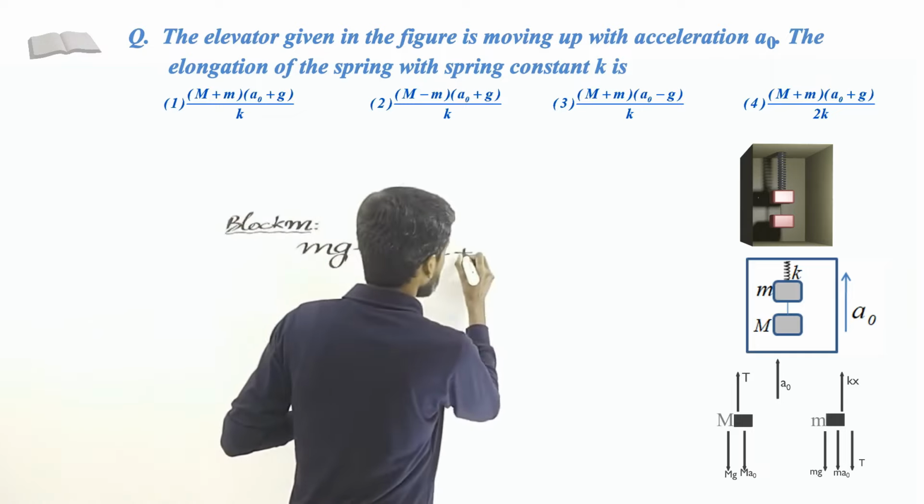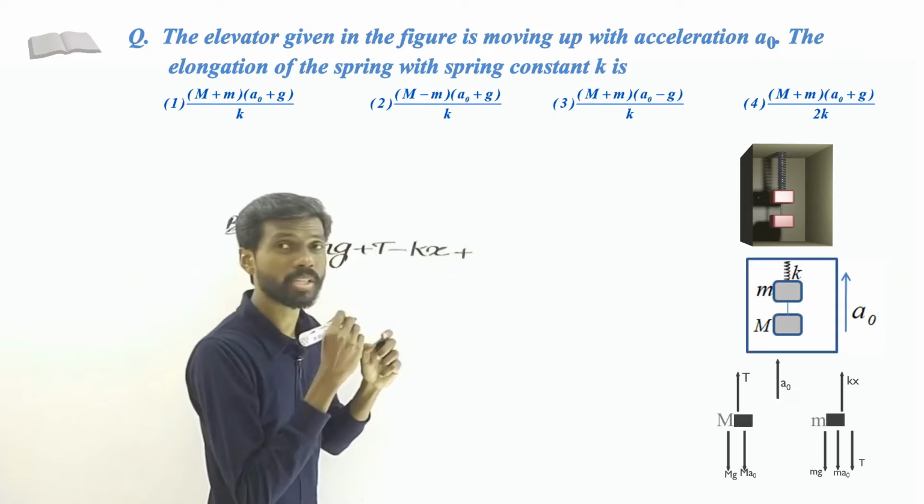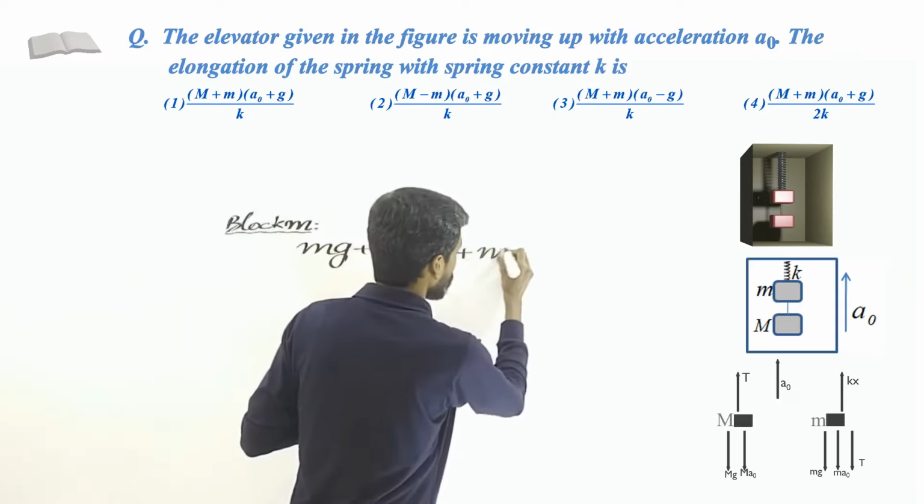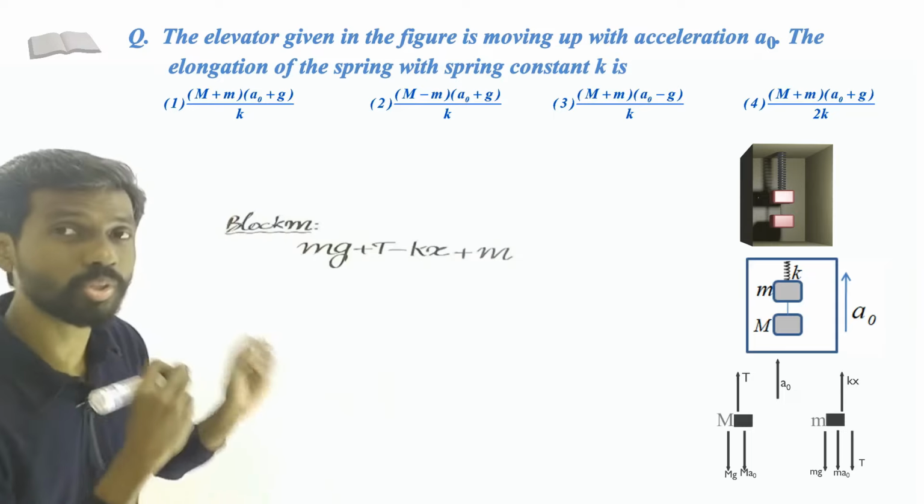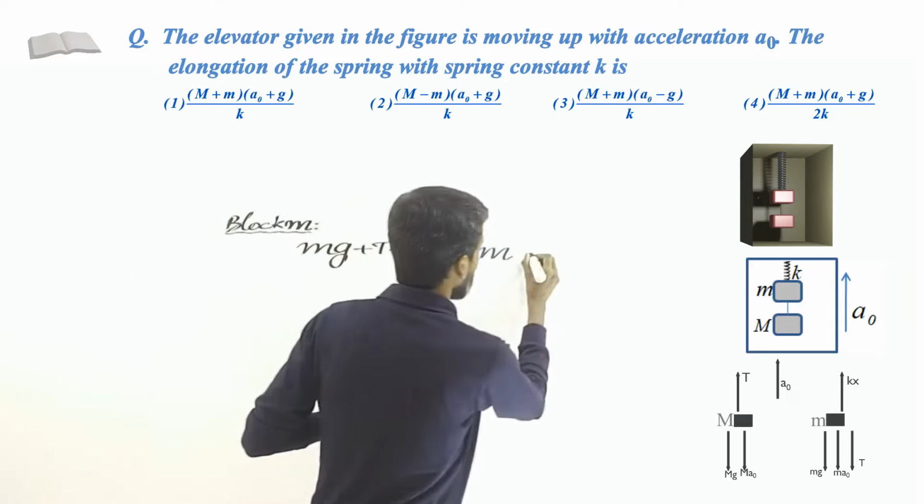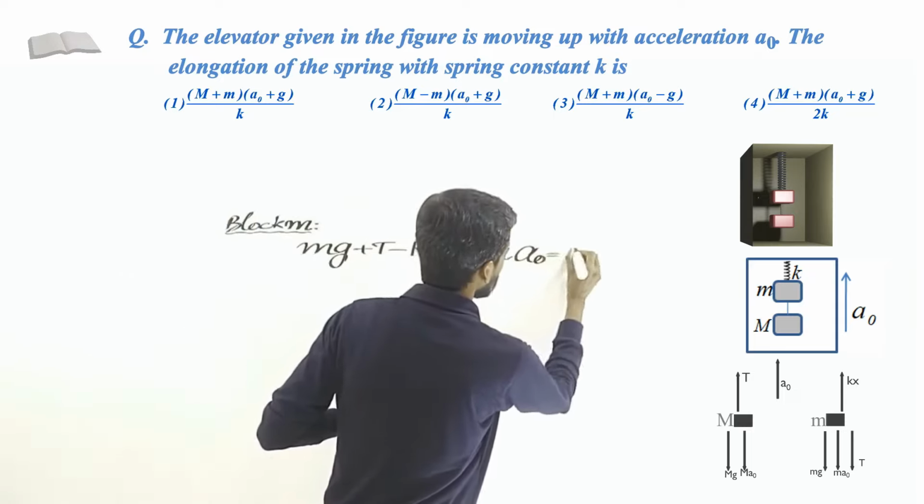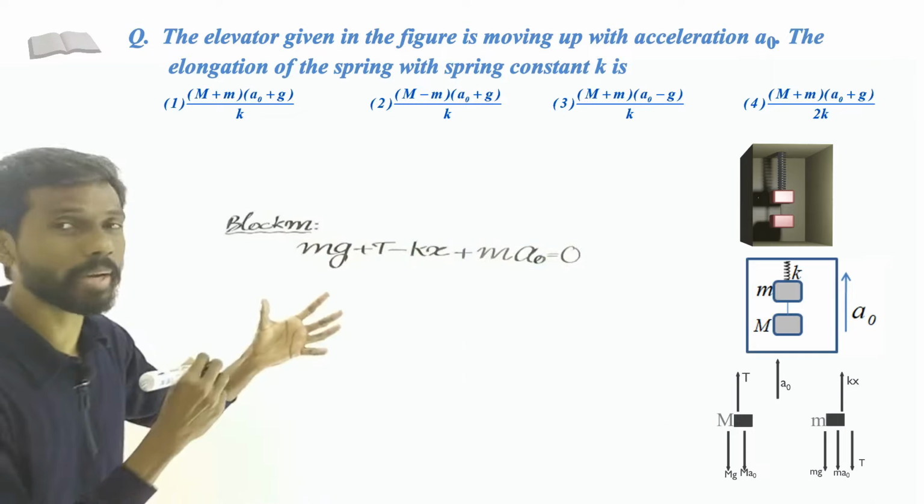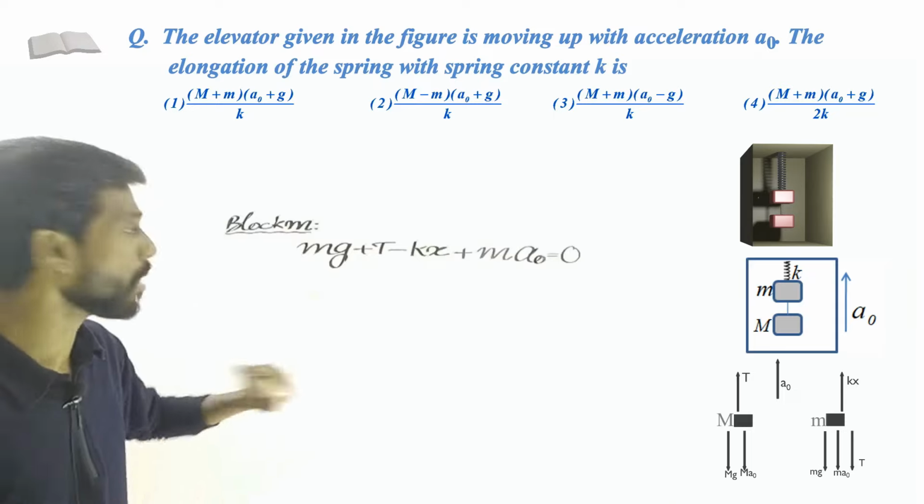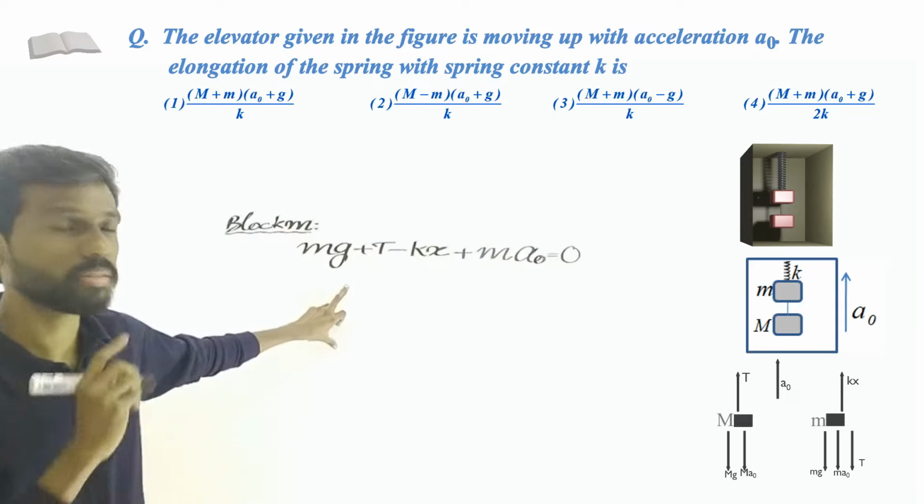So plus the mass of the object, small m, multiplied by the acceleration of the observer. What is the acceleration? That is a0. This total must be equal to 0, because it is at rest, in equilibrium, when you are inside that elevator. So that's all for that upper block.